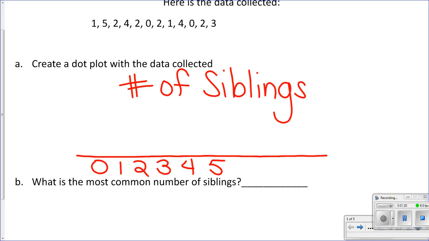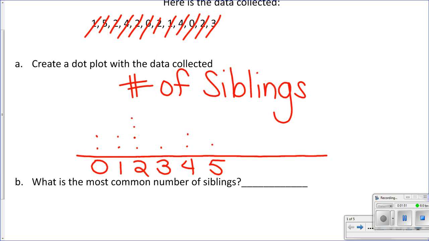Then from there, you want to go and make your dots above each data point. I need a dot above 1. I need a dot above 5, above 2, above 4, above 2, above 0, above 2, above 1, above 4, above 0, above 2, and above 3. That's your dot plot.